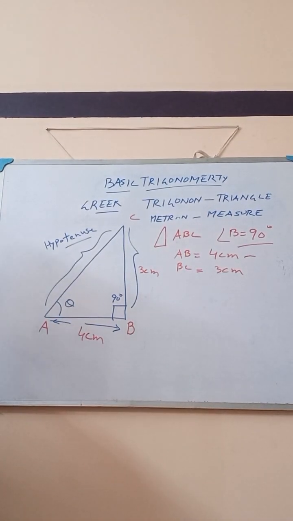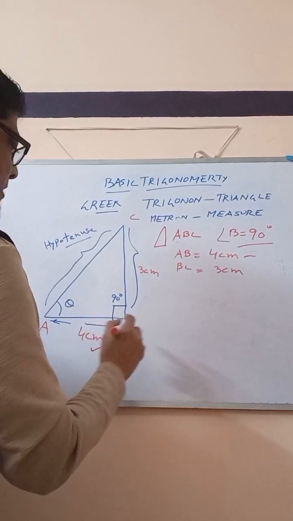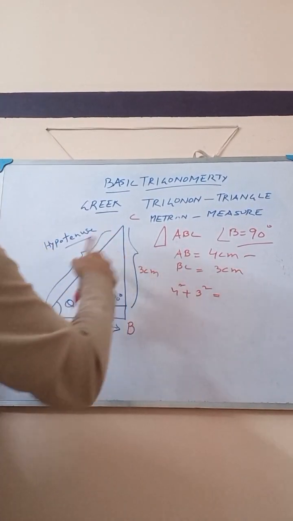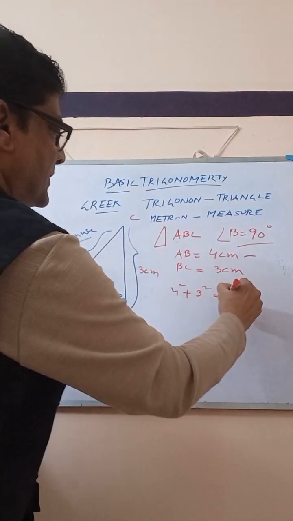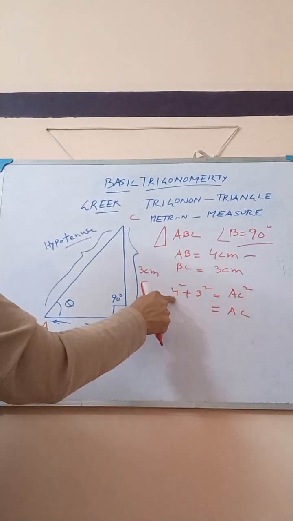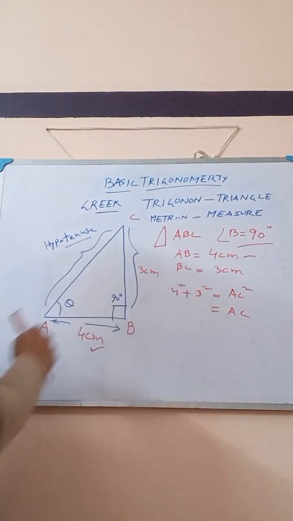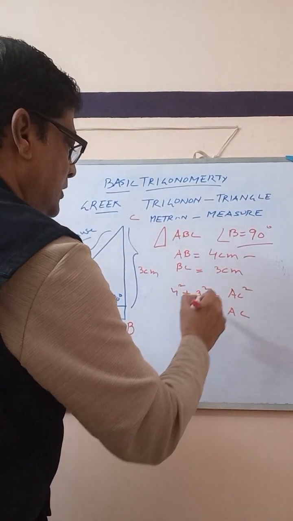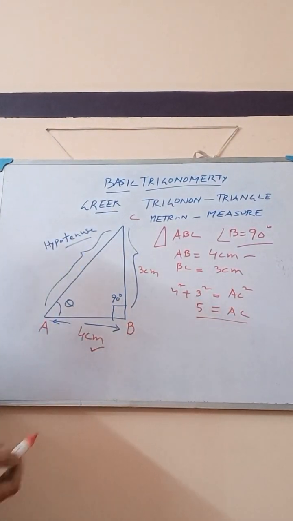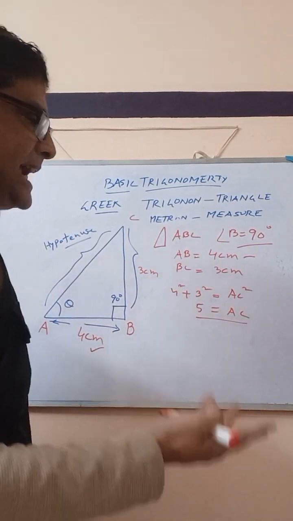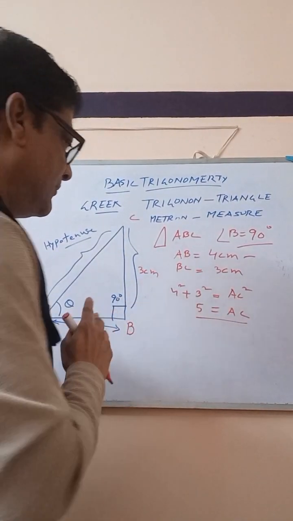Now according to Pythagoras theorem, 4 square plus 3 square will be equal to AC square. So what will be AC? If you calculate, this is 16, this is 9, 16 plus 9 is 25. So AC will be root over 25, so it will be 5. We are taking only the positive value because these are basically the sides of the triangle, and sides of the triangle can't be negative. Okay.